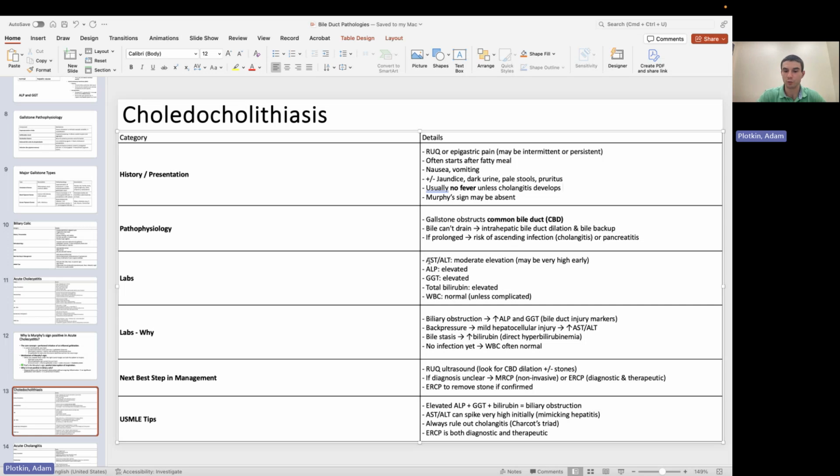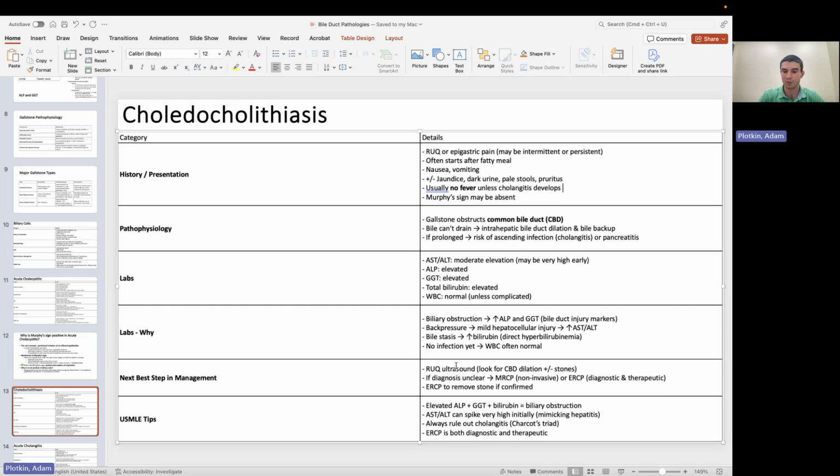Okay, so in the labs we'll usually see AST and ALT that are moderately elevated, or they may be very high early, right? We're getting the reflux and we're causing massive hepatocellular damage. The ALP is elevated, the GGT is elevated, the total bilirubin is elevated. The white blood cell count might be normal, or if it becomes complicated and we get an infection, it can become elevated. So labs, I kind of explained all that, but you can read that on your own.